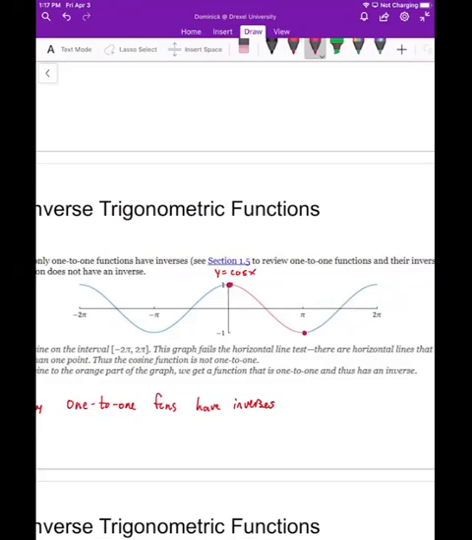Now, if you look at just this part in between these two x values here, so if you look at the interval from 0 to pi, on the interval 0 to pi, cosine x is one-to-one. So if we restrict it to just that interval, we get that the cosine is one-to-one. So with this in mind, we're going to talk about the inverse cosine function, the inverse of cosine x.